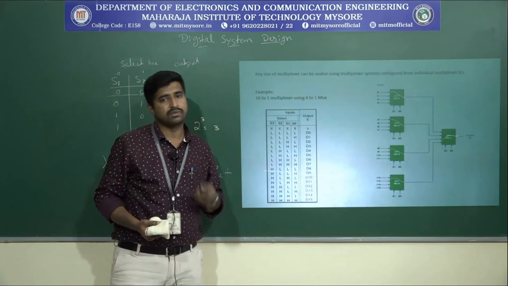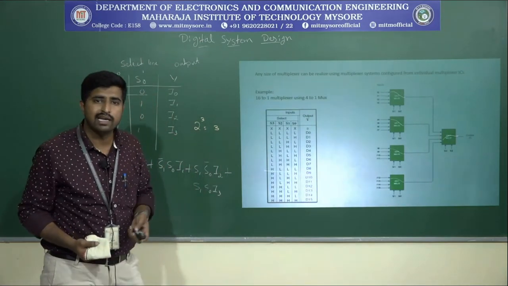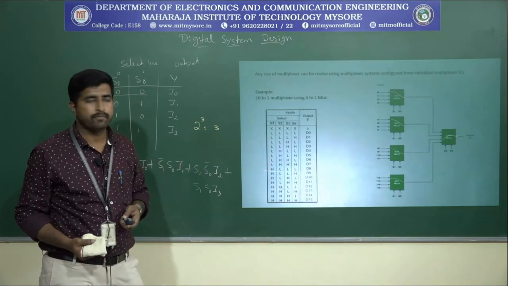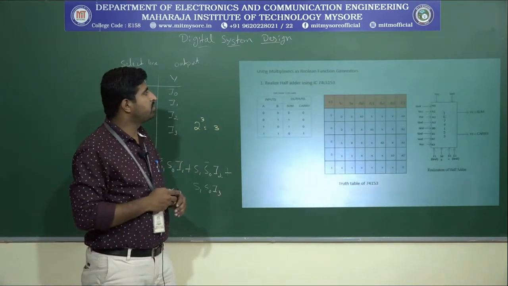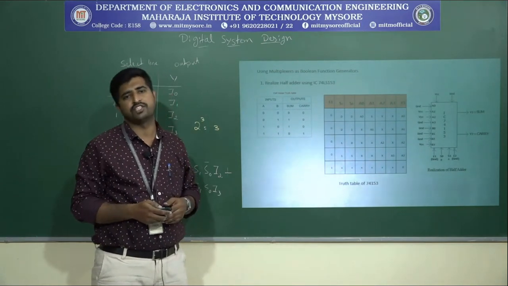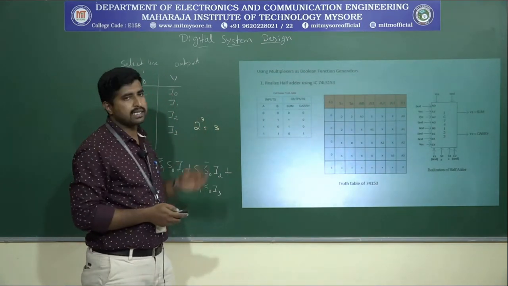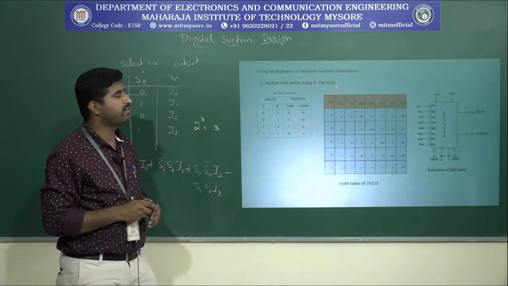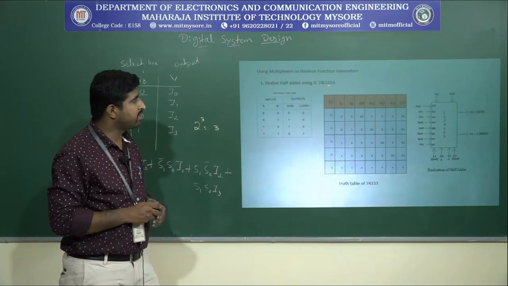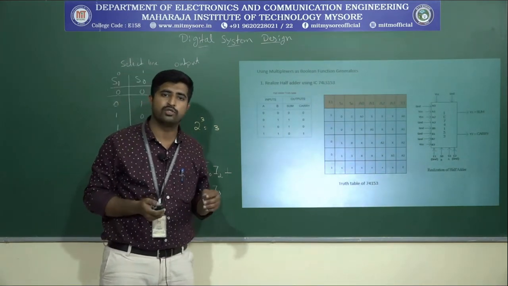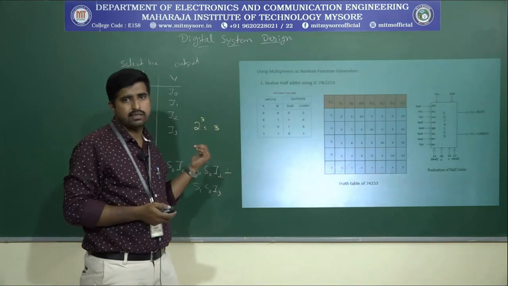Let's see how we can implement or realize Boolean functions by using multiplexers. Let's take an example: realize a half adder using an IC 74153. So what is a 74153? The 74153 is actually a dual 4:1 MUX, which is what we have just seen.